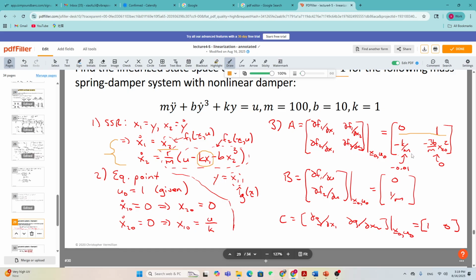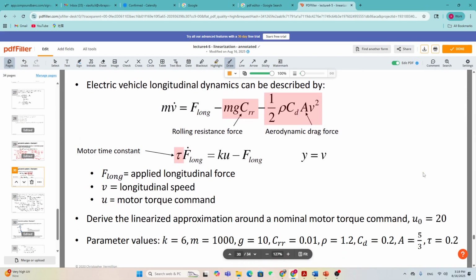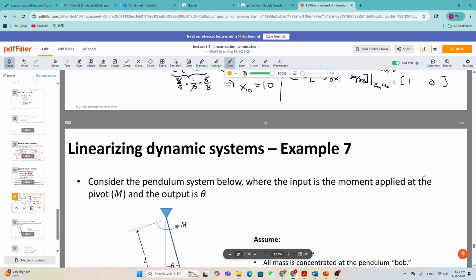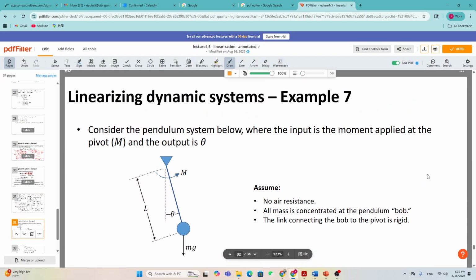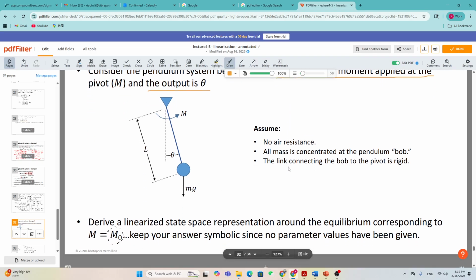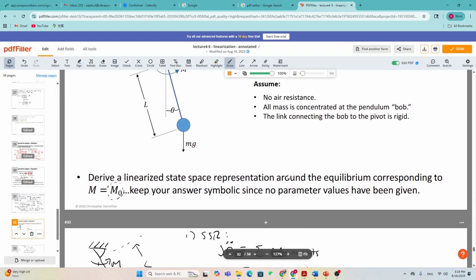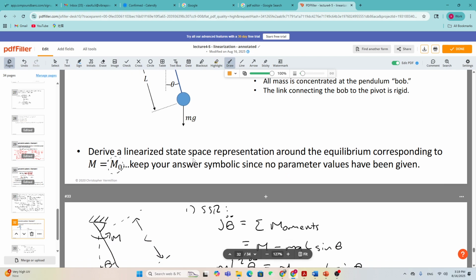So that's it, right? You can find it very easily. I would say whichever way you use to derive A, B, C, D, you will end up with the same thing, it just depends on your own preference. And another example is a pendulum system, where the input is the moment M applied at the pivot point, and the output is theta, right? You have to derive a linearized state space representation around the equilibrium point corresponding to M equals M0.